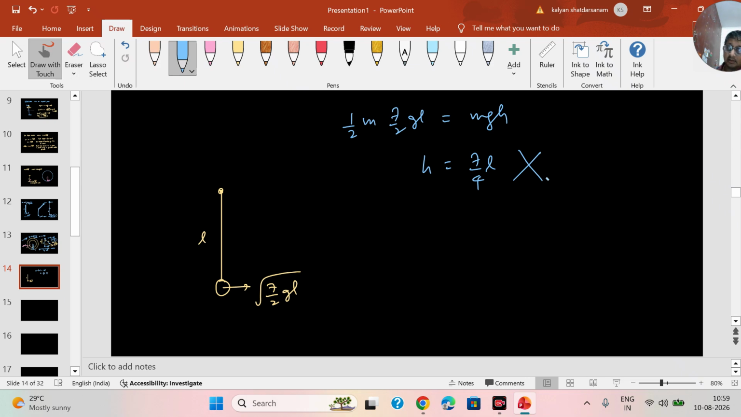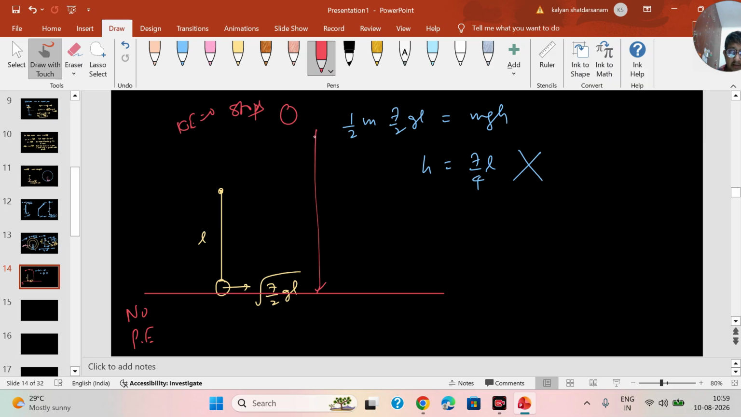Why is it wrong? Let's see what is the logic the student is using. Student says at the lowest point, if I take this as the reference, there is no gravitational potential energy, only kinetic. Finally, he is assuming that at the highest point it stops. So kinetic is 0 and it has only potential. The problem is this concept. It stops at the highest point. This is wrong. A ball need not stop at the highest point.